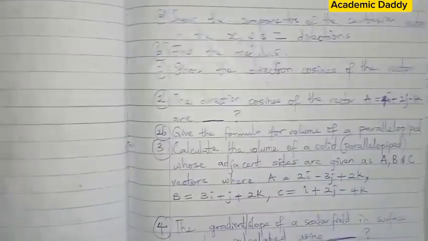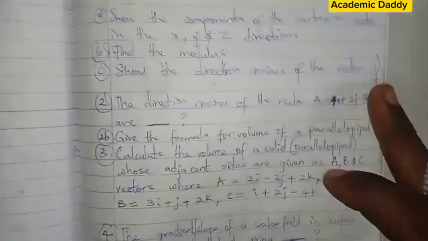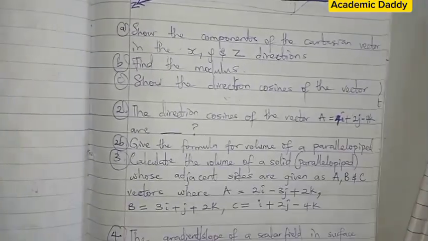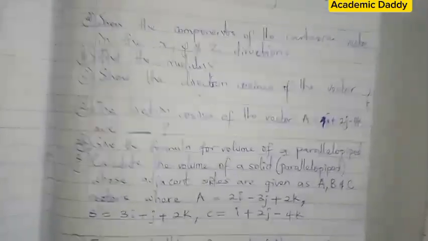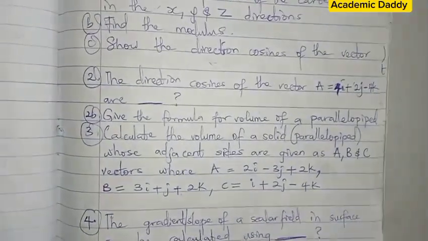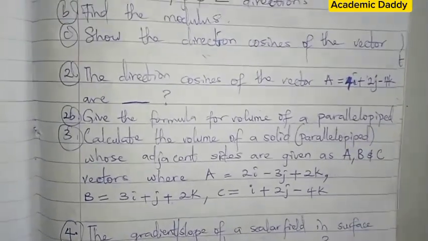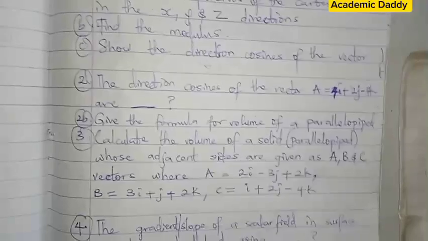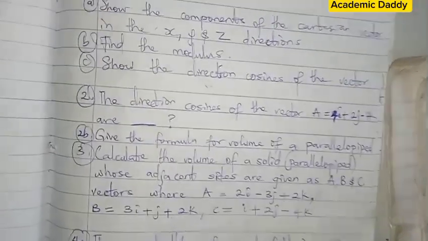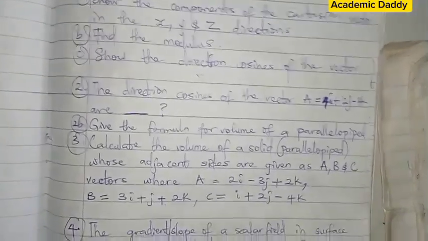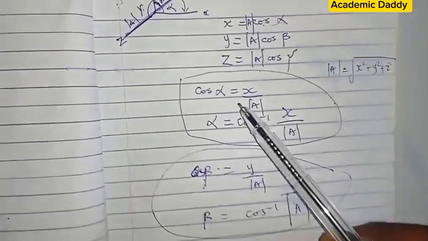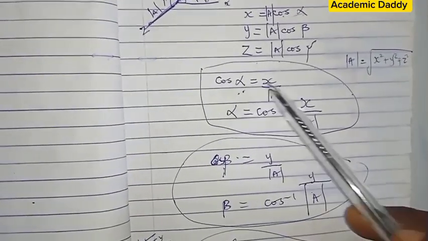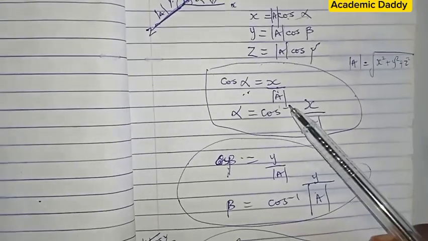Question 2 says the direction cosines of the vector A equals 4i plus 2j minus 4k are. So whenever you are getting direction cosines, using what we've done here, direction cosine is simply given by this formula: cos alpha equals x over the magnitude of A.